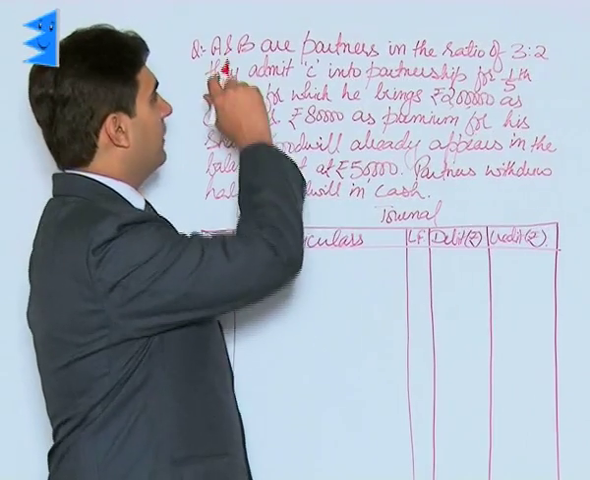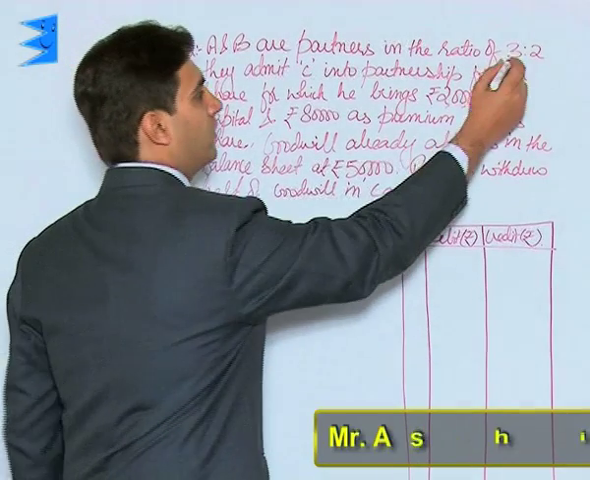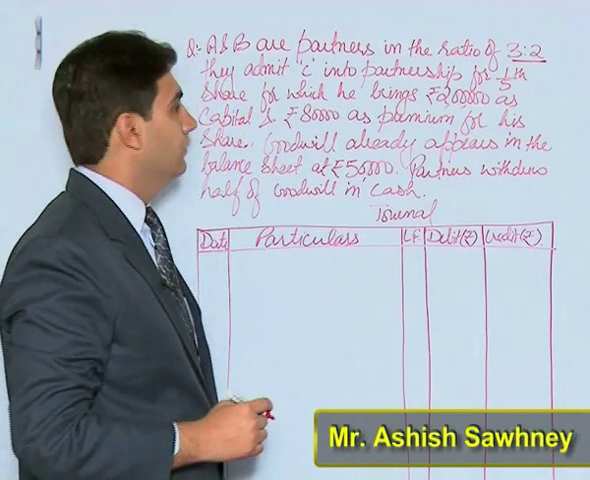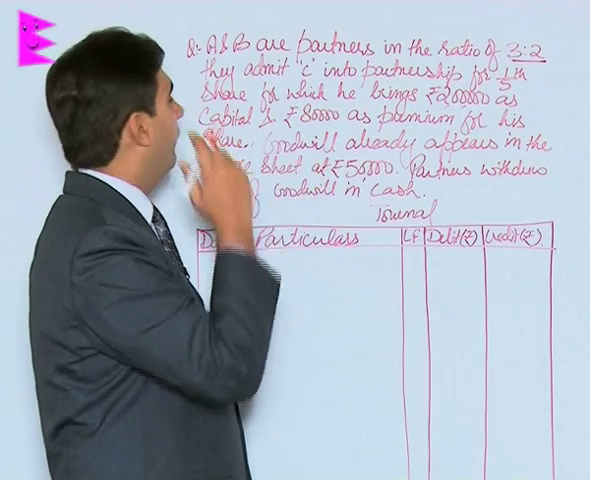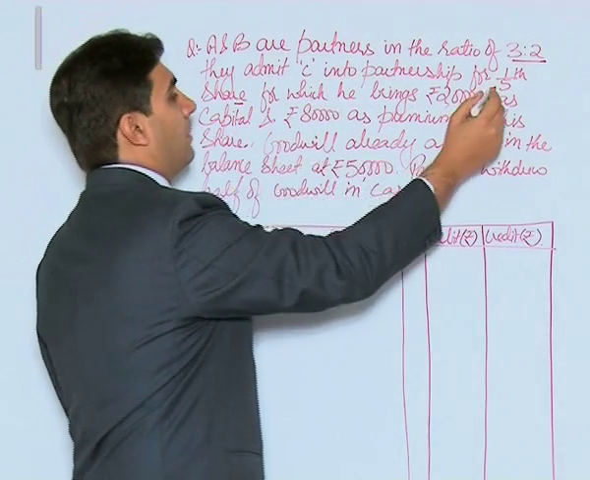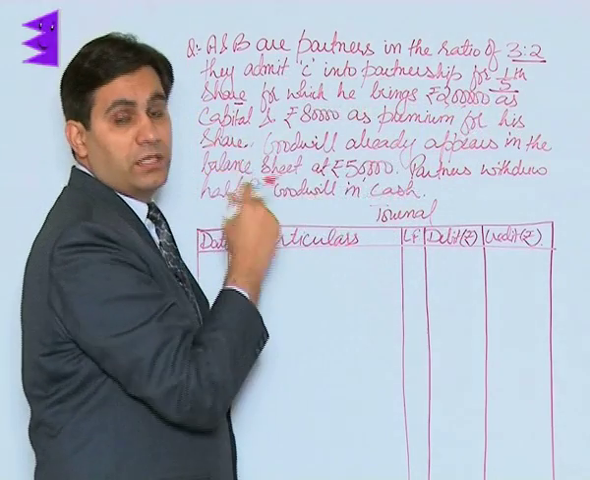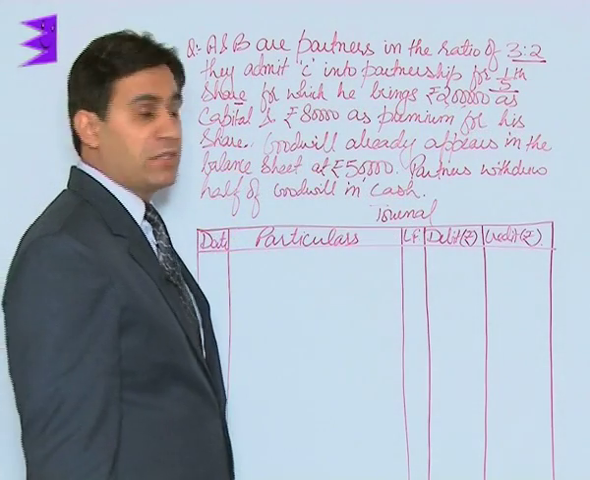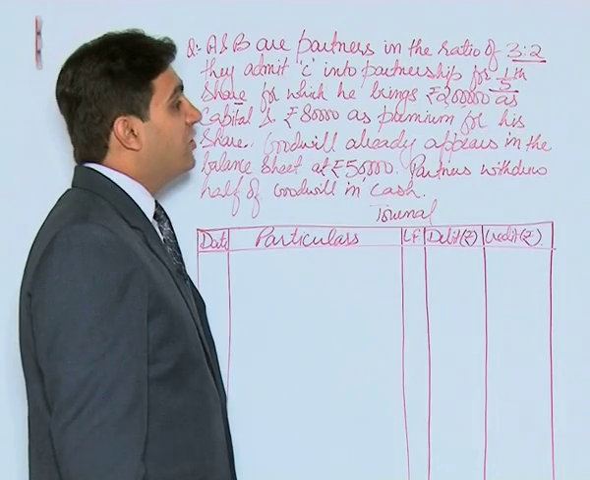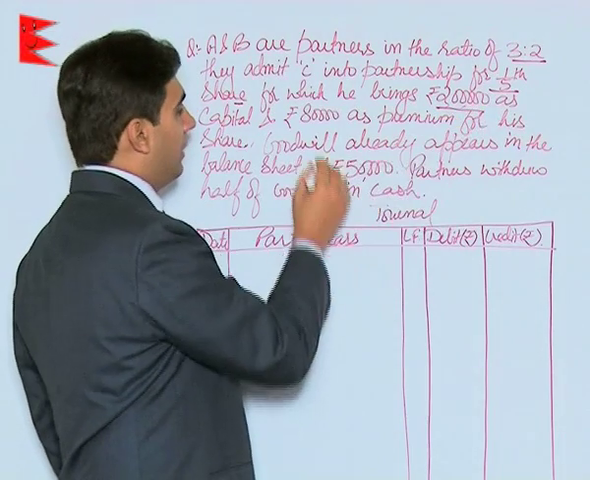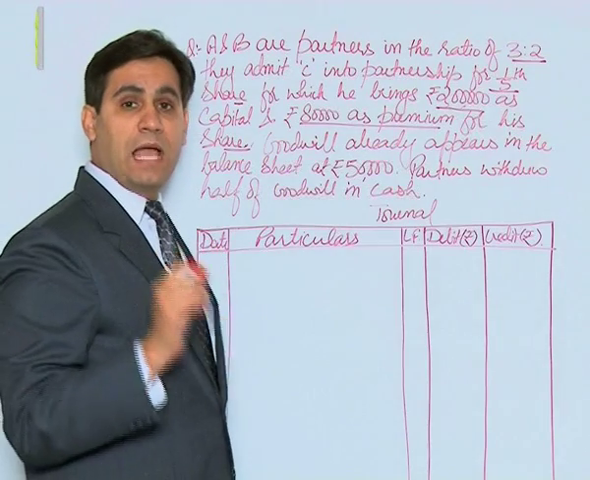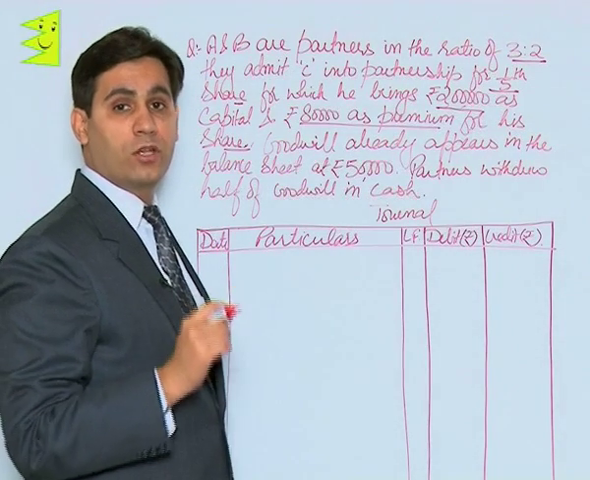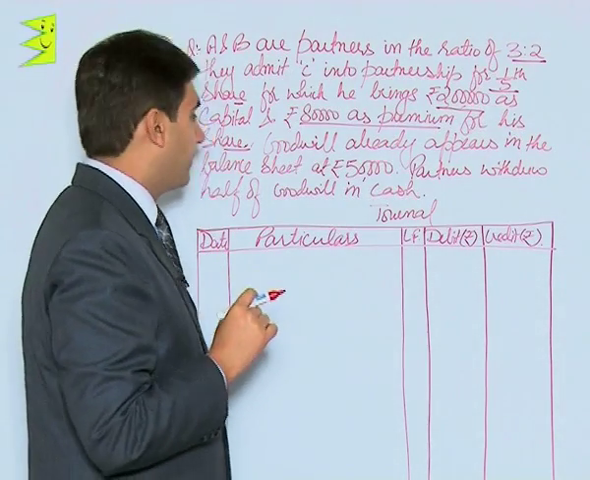In this question, it is given that A and B are partners in the ratio of 3:2. This is the old ratio. They admit C into the new partnership for 1/5th share. Remember, this is the share of the new partner in the reconstituted partnership business, for which he brings 2 lakh as his capital and 80,000 as premium for his share. That means he is bringing capital as well as his share of goodwill in cash.